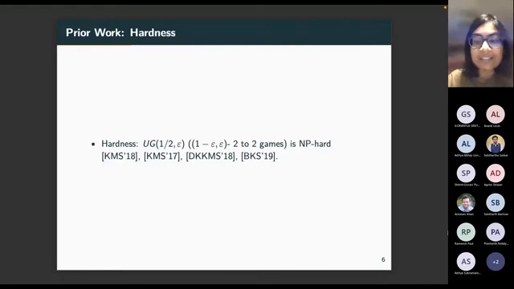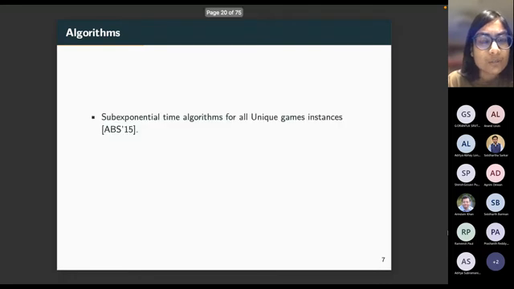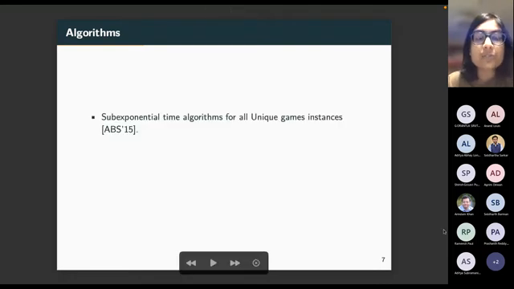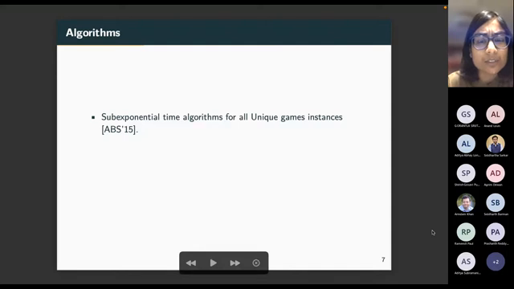And why has it been so hard to prove this conjecture? So it turns out that there are very non-trivial algorithms for the unique games problem. Firstly, in contrast to the canonical NP-hard CSPs that we know, such as 3-SAT and whatever you can think of, like 3-coloring, etc., there are very non-trivial algorithms. So firstly, there are sub-exponential time algorithms for all unique games instances.